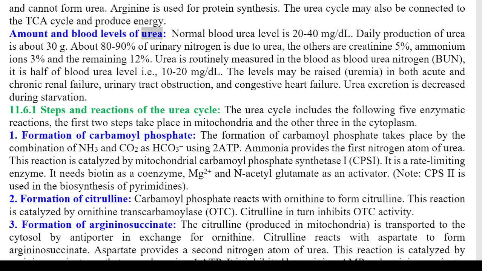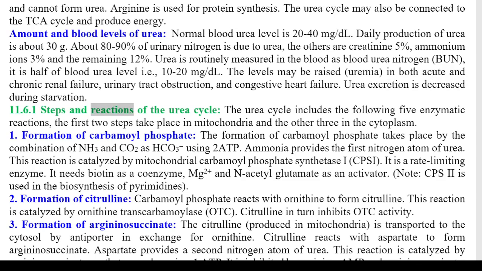Amount and blood levels of urea. Normal blood urea level is 20-40 mg/dl. Daily production of urea is about 30 g. About 80 to 90% of urinary nitrogen is due to urea, the others are creatinine 5%, ammonium ions 3% and the remaining 12%. Urea is routinely measured in the blood as blood urea nitrogen, BUN. It is half of blood urea level, i.e., 10-20 mg/dl. The levels may be raised, uremia, in both acute and chronic renal failure, urinary tract obstruction, and congestive heart failure. Urea excretion is decreased during starvation.